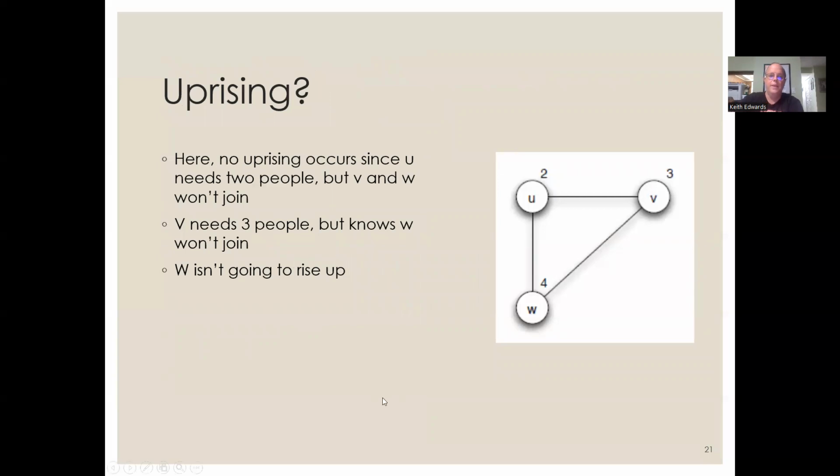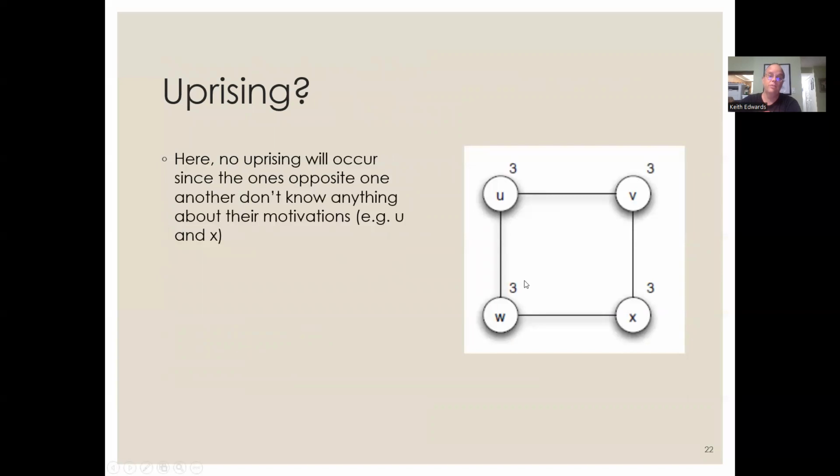So here, U needs 2 neighbors to join in, but knows that W needs 4, and W doesn't have 4. It doesn't even have 4 neighbors, so there's no way W is going to do anything. V needs 2, U knows that V needs 3, and he only has 1. Because W is not going to join, W is not going to rise up, so there's going to be no uprising against the CEO in this case. And the same in this one.